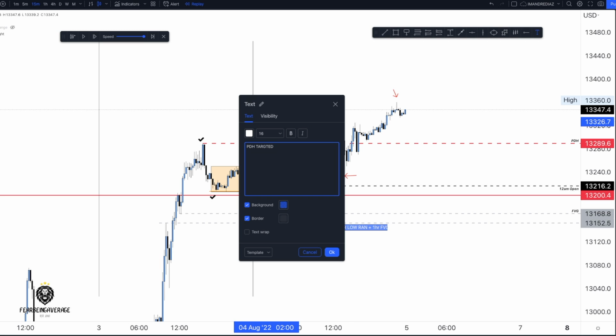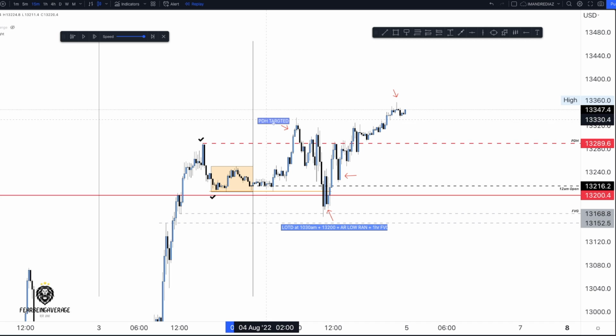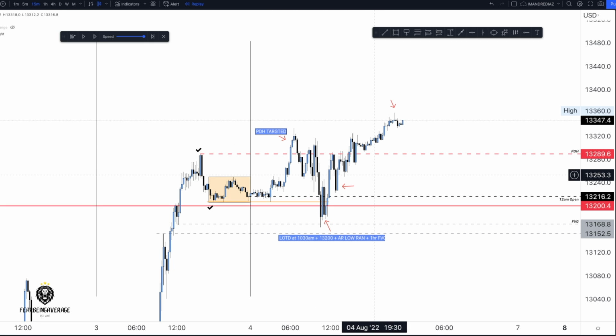We had the previous day's high target right here. Okay, so that happened first. London session, we consolidated after getting out of Asian session. Continued to run above, target the previous day's high, ran back below, had a retest before coming down, creating the low of the day at 10:30, tapping into 13,200, holding that level, running the Asian range lows, and then holding that fair value gap that was on the 1 hour time frame.